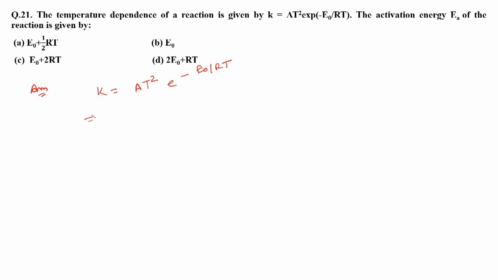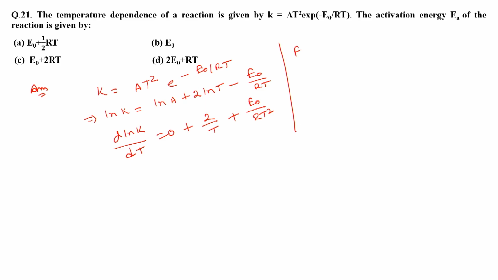So, like before, we will take log of both sides. So, if we write ln k is ln A, which is a constant here, plus 2 ln T minus E naught by RT. Now, if we differentiate the above expression with respect to temperature, we get d ln k by dT is 0 plus 2 by T plus E naught by RT square.